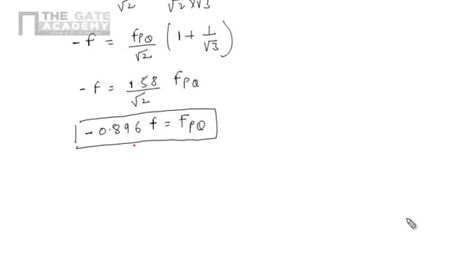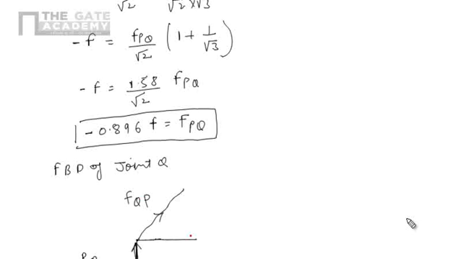So now draw the free body diagram of joint Q. If we draw the free body diagram of joint Q, there will be a reaction here. It will be RQ. Here we have the force that is nothing but FQP, and now we have the other force, that is FQR, and this angle is 45 degrees.